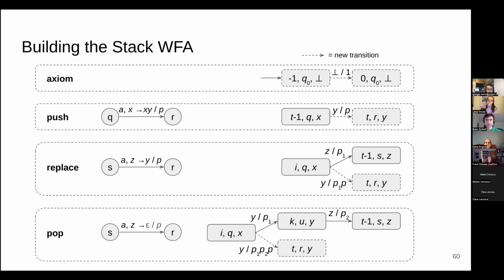Another important detail is that when we add new edges, they always have updated weights, which are calculated by multiplying together the transition weights that are involved in the inference rule.